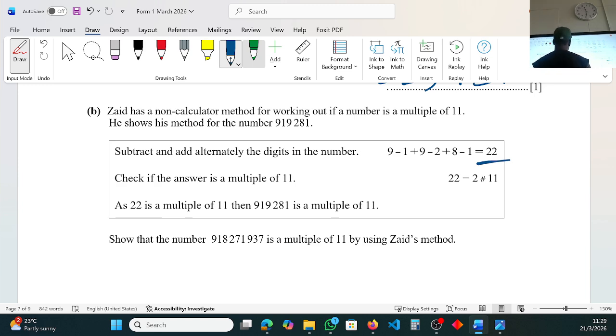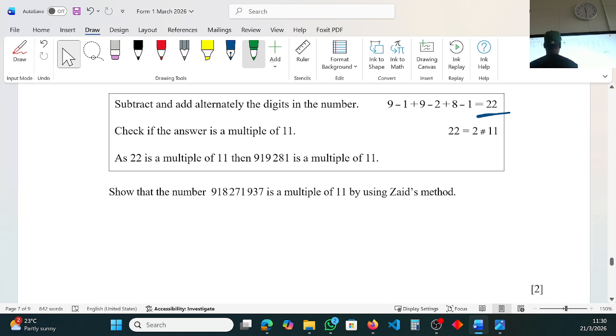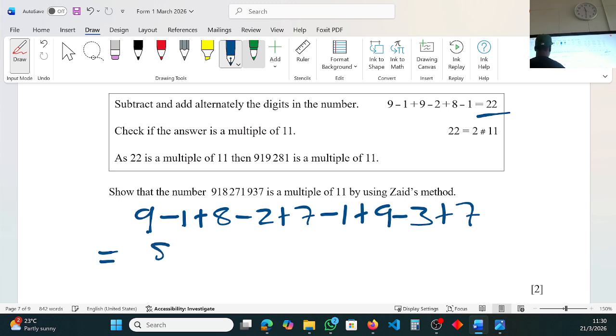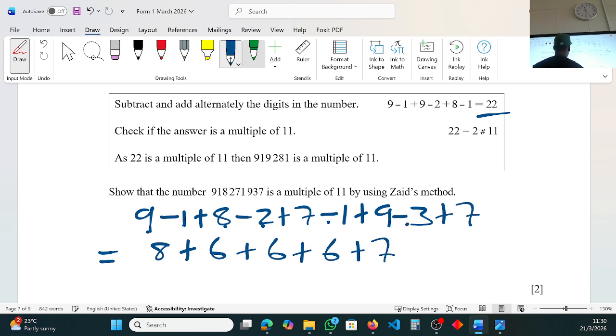Show that the number 91827173 is a multiple of 11 by using Z's method. So if we are using Z's method, we are going to start with 9. 9 minus 1 plus 8 minus 2 plus 7 minus 1 plus 9 minus 3 plus 7. Let's check what we get out of this. Let's target where they are different. 9 minus 1 gives you 8, and there we get 6, and there we get 6, and there we get 6, and finally we have a 7.